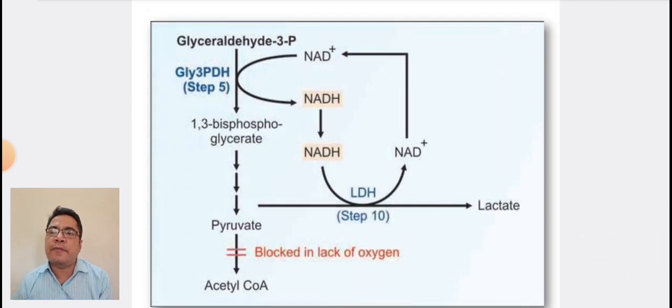Here, in this diagram, we can see that step 5 and step 10 are coupled. Glyceraldehyde 3-phosphate is converted to 1,3-bisphosphoglycerate with the presence of enzyme glyceraldehyde 3-phosphate dehydrogenase and conversion of NAD+ to NADH. On the other hand, pyruvate is converted to lactate with the presence of enzyme LDH and once again reconversion of NADH to NAD+.